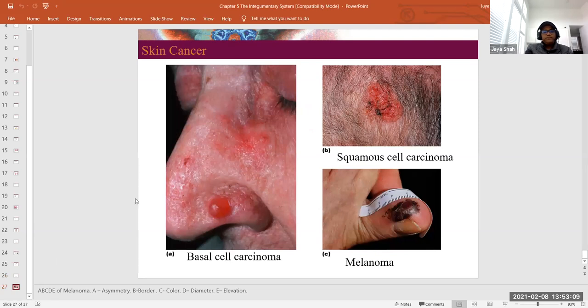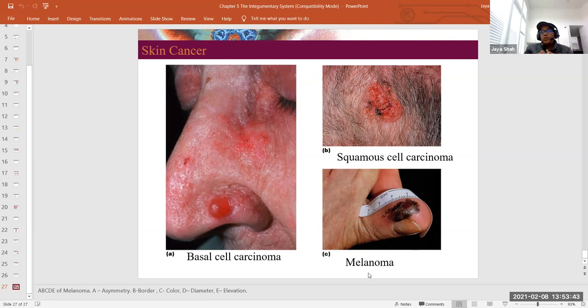So here you can see, this is the basal cell carcinoma, and slightly in the hair region, the squamous cell carcinoma, slightly angry looking, rough, it goes deep. And when you take it out, you take like 6 mm more of normal skin. And then melanoma, you can see, it is almost 6 mm here. Melanoma is most dangerous and malignant.